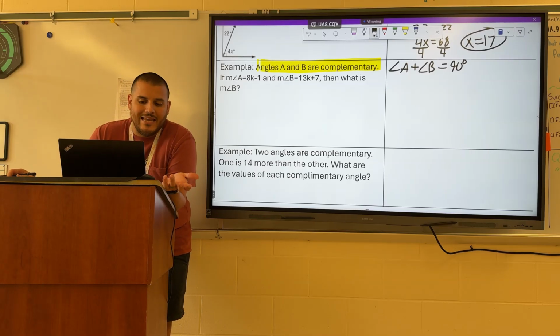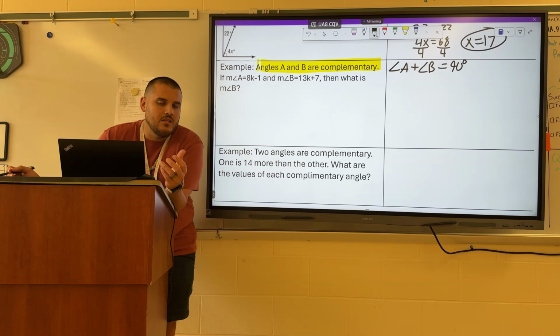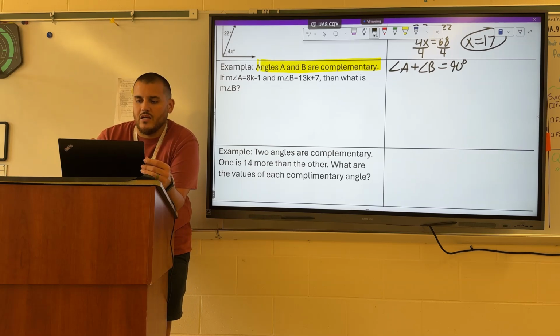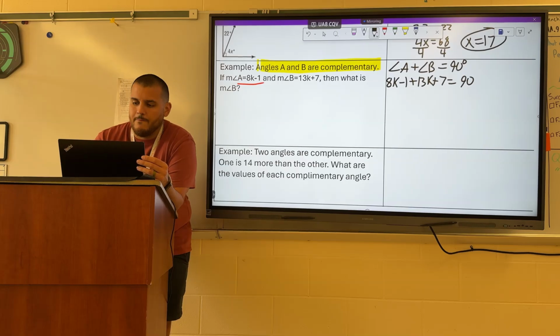We're told angle A is 8k minus 1, angle B is 13k plus 7. We have to solve for angle B. Well, just like we would do with the segment addition postulate or angle addition postulate, I can substitute these values into this equation that I've written here. So instead of writing angle A again, I can write that expression for A, which was 8k minus 1. Carry down my plus sign. Instead of writing angle B again, I can write that expression of 13k plus 7. And we know that it has to add up to 90. And then we can do algebra from there to solve for k.